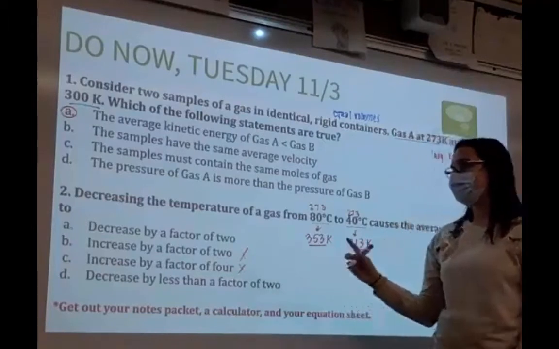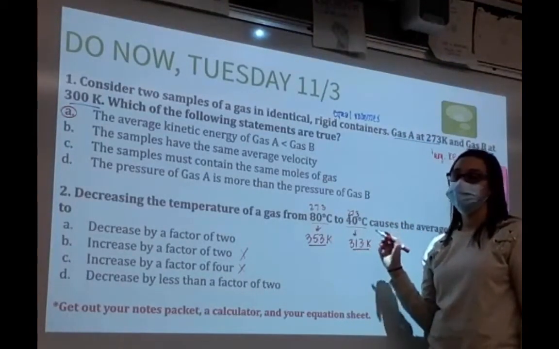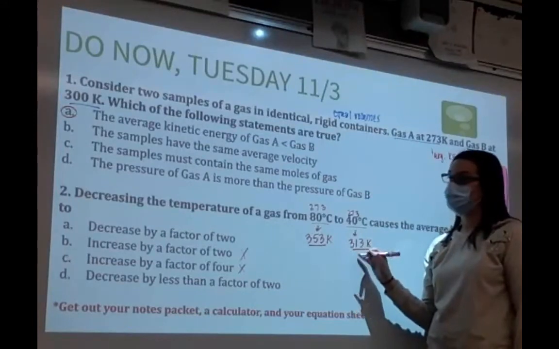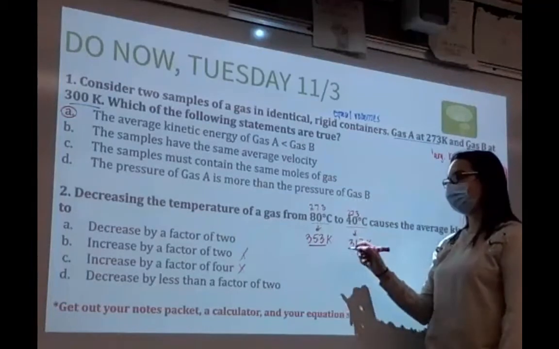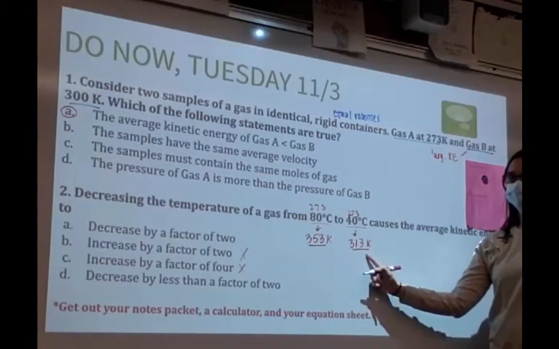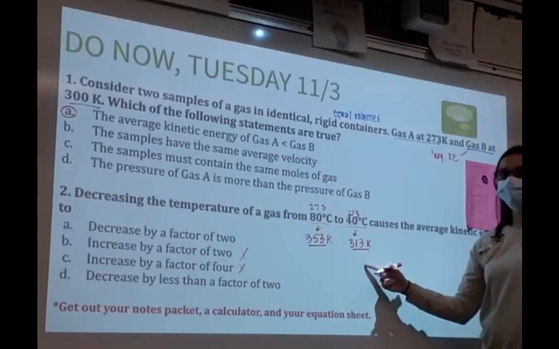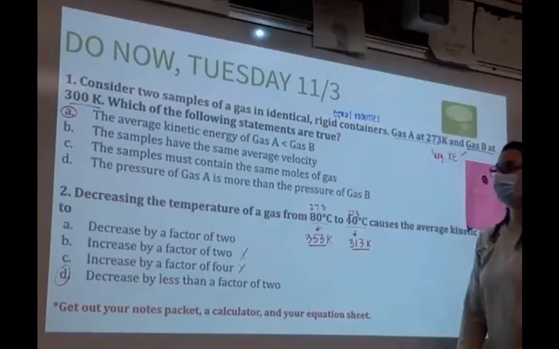Notice how A, it decreases by a factor of 2 because in degrees Celsius, it decreased by a factor of 2. However, when you are comparing variables, you have to compare Kelvin. This is not decreasing by a factor of 2. It is decreasing by less than a factor of 2. So, D is our answer.